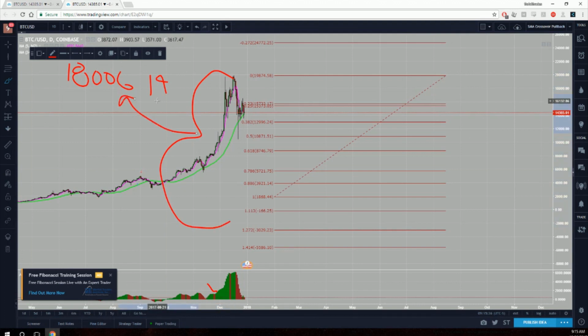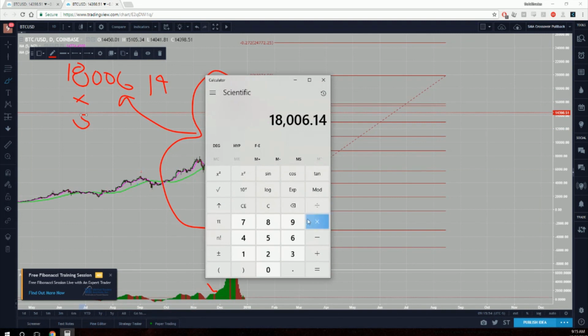So when we're talking about fib retracements, a 50% fib retracement, a 61.8 fib retracement, we're taking basically this price of 18,000, and you're going to multiply it by whatever fib level it is. So 18,006 times 0.5. Actually, we'll just pull the calculator over here. I already have it up.